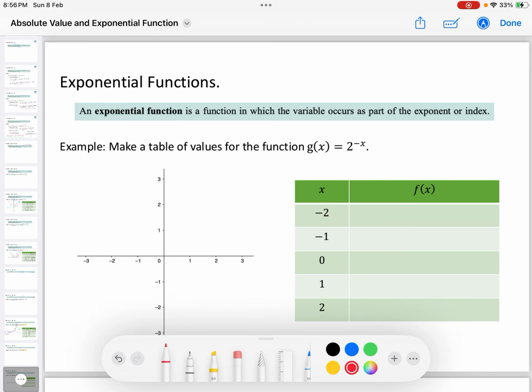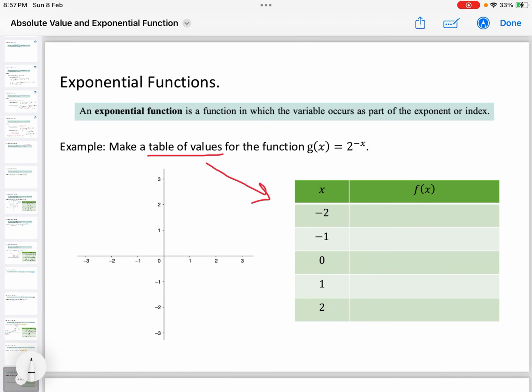So once again, I'm using the table of values as a reference. I've chosen a few numbers, -2, -1, 0, 1, and 2 for the drawing. And let's see what happens. So let's begin with -2. So that will be 2 with a power -(-2), so that means 2 with a power 2, and the answer is 4. That is for number 1.